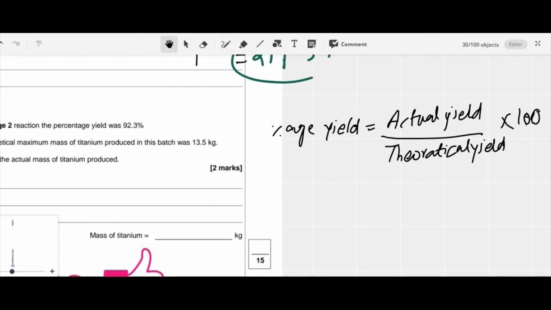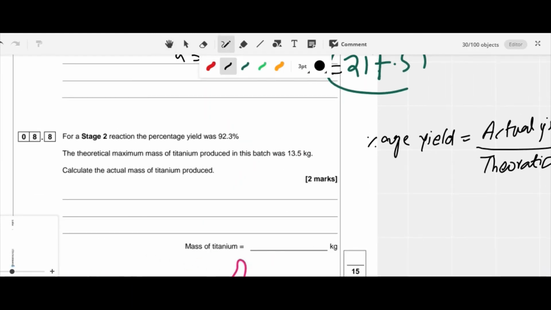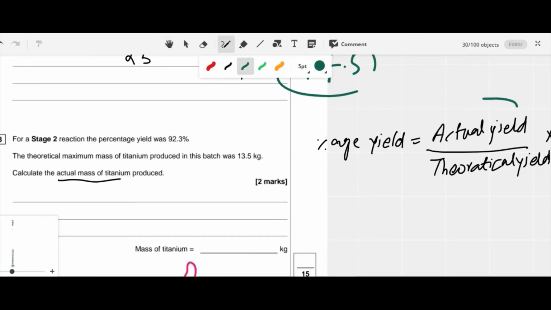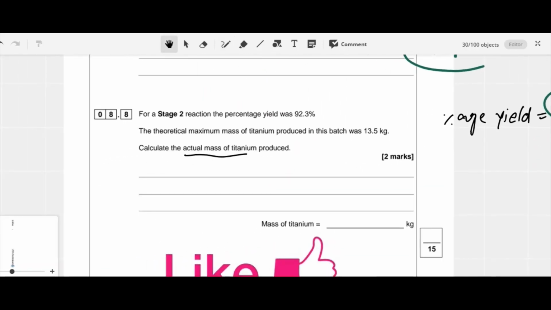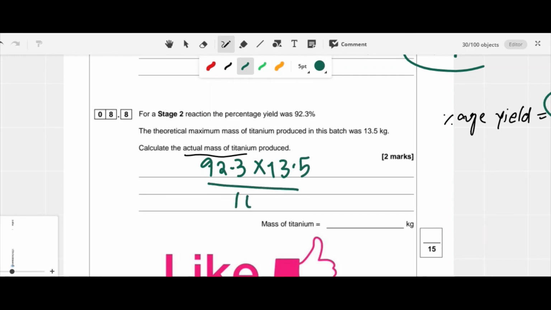Okay, so here we need to find the actual yield. The actual yield will equal the percentage yield times the theoretical yield divided by 100. So here we can write 92.3 times 13.5 divided by 100. That will equal 12.5.